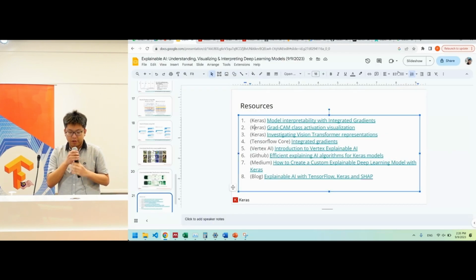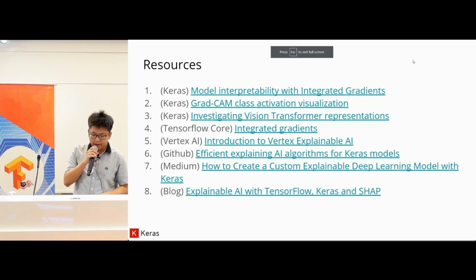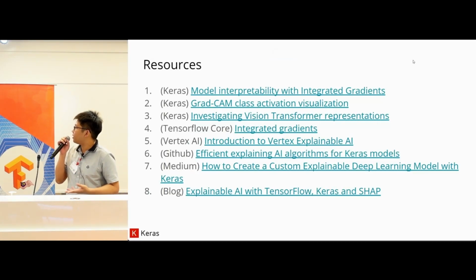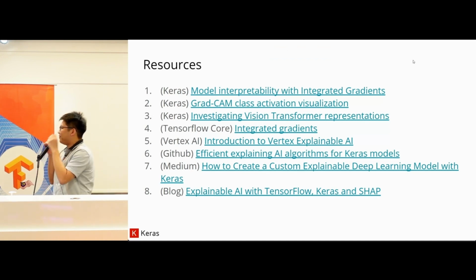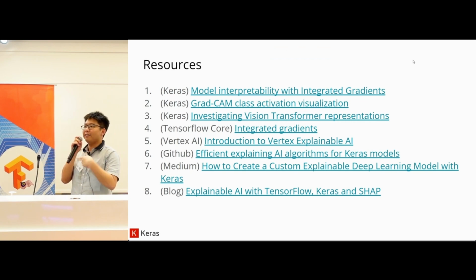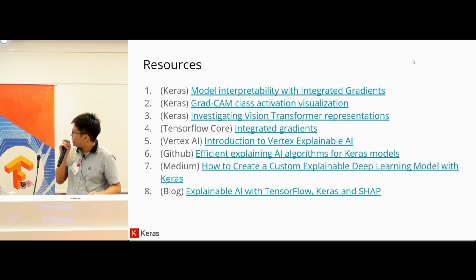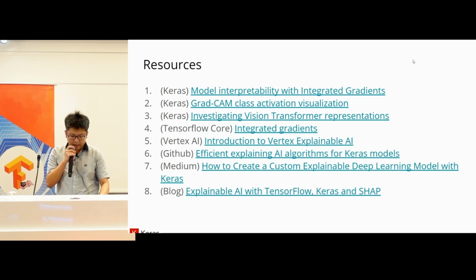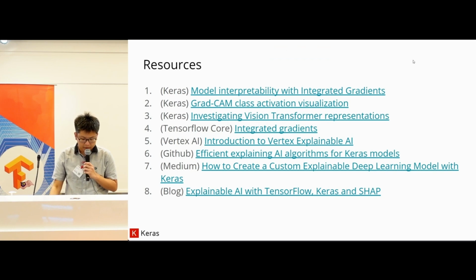Okay, these are the three tutorials I can go through with you now, and then you can go for other documentation like TensorFlow Core. That's why I say they are lacking support, because they only support integrated gradients. Okay, and then you've got Vertex AI. You can play with it for Explainable AI as well, and then you've got GitHub, Medium, and also other blogs for you to learn.